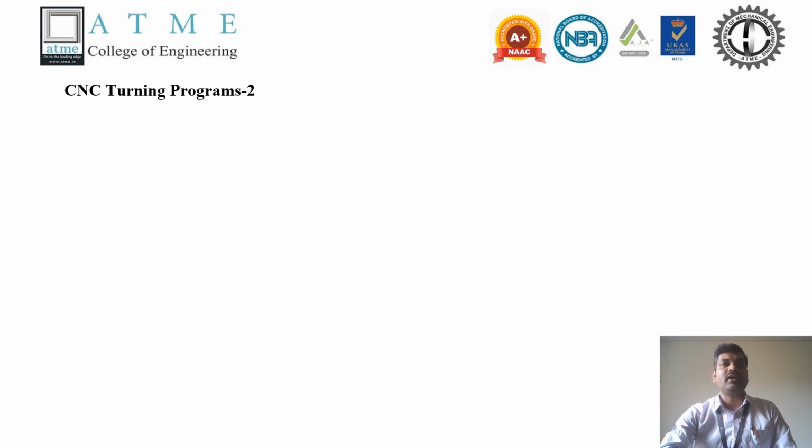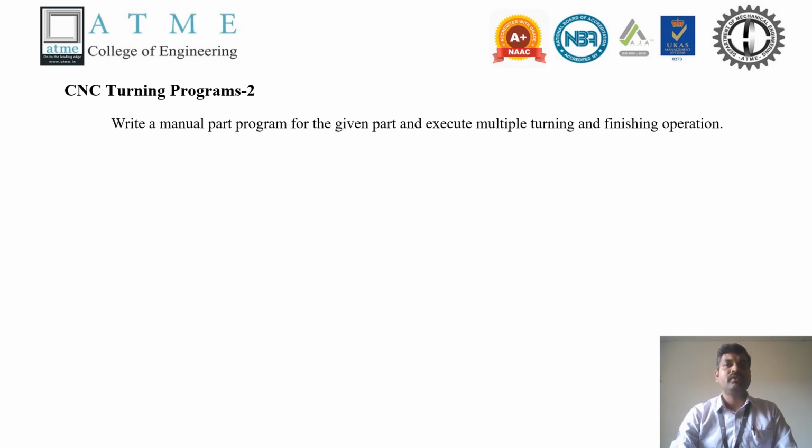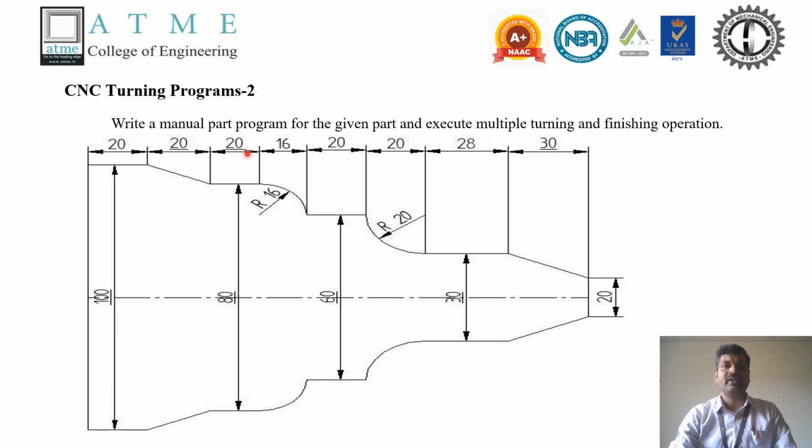So under that, I already discussed program number 1. So this is program number 2. The problem statement is: write a manual part program for a given part and execute multiple turning and finishing operations. So this is the part. All the dimensions are in millimeters.